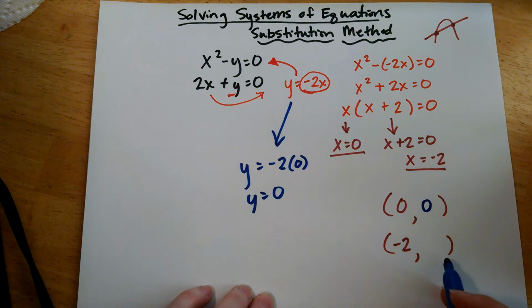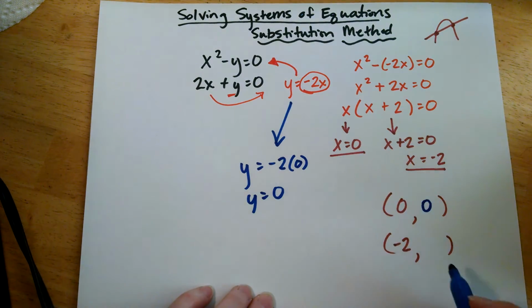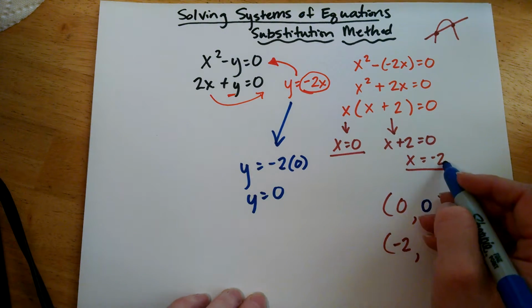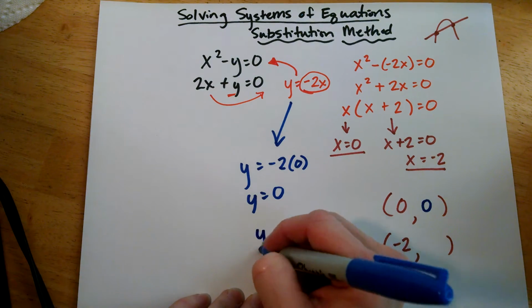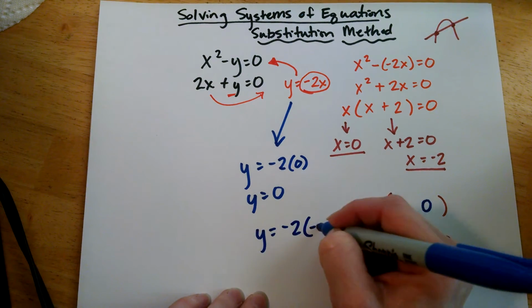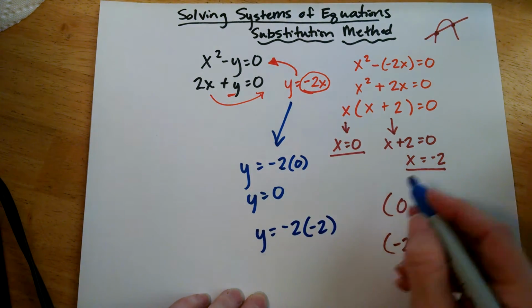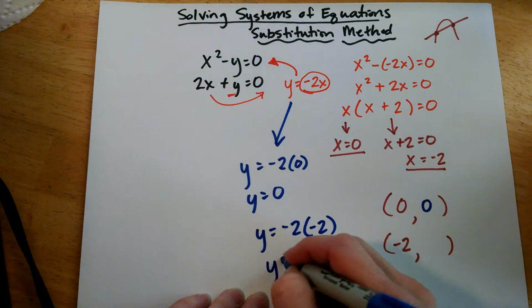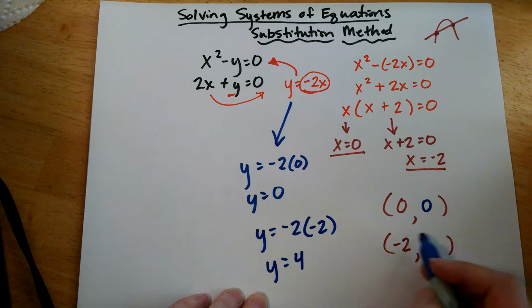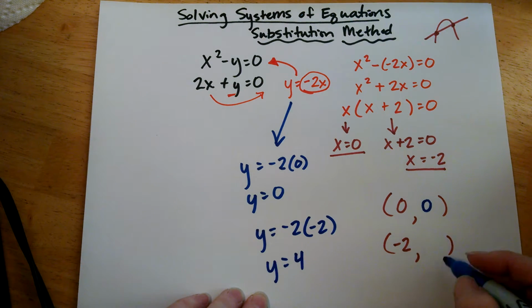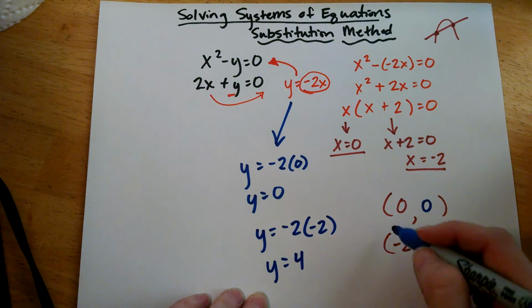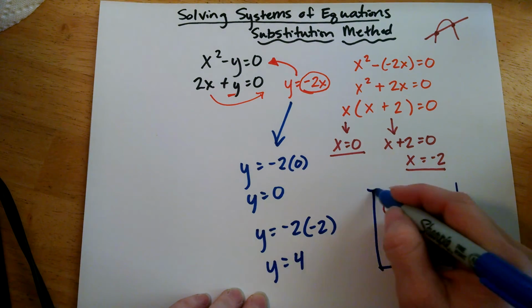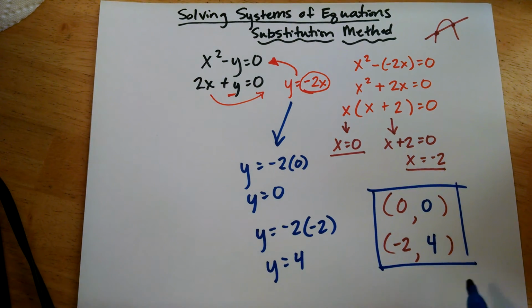But I'm not finished. I also have another intersection here. So I'm going to plug in the negative 2 to this one as well. y equals negative 2 times negative 2. Everywhere I see an x, I'm going to put that value in there. So y should equal 4. So in this ordered pair, it's going to be negative 2 and 4. So my two answers are 0, 0, and negative 2, 4.